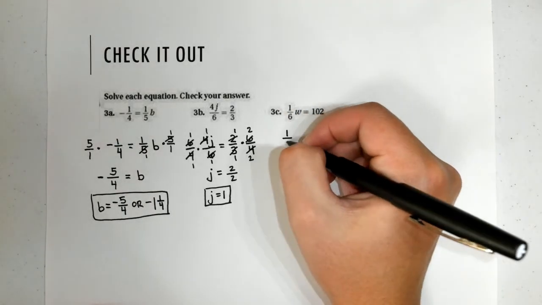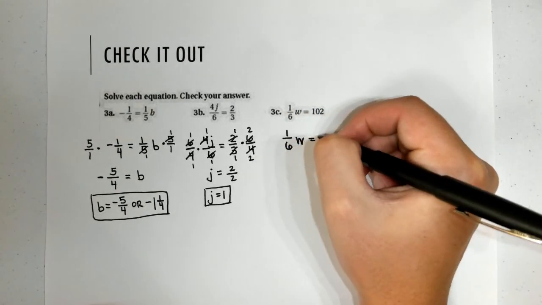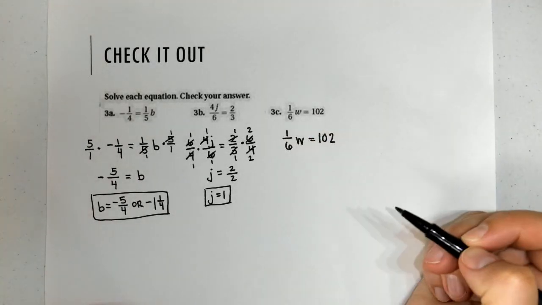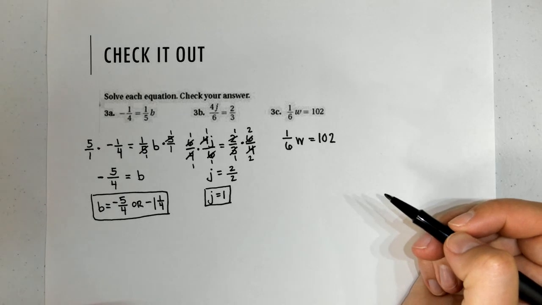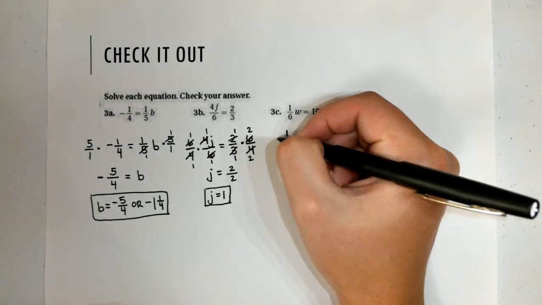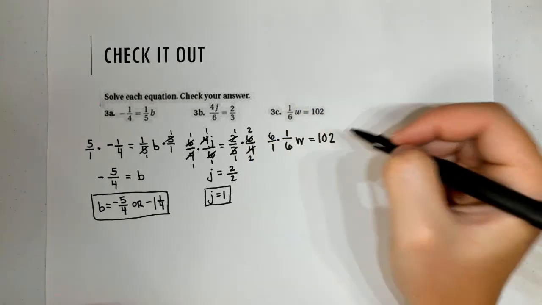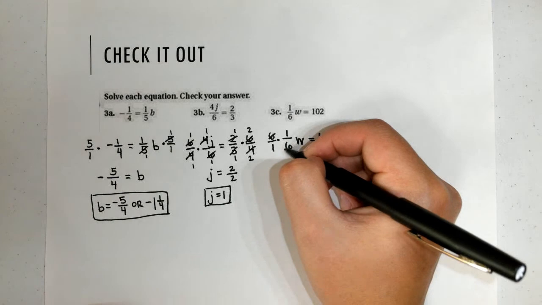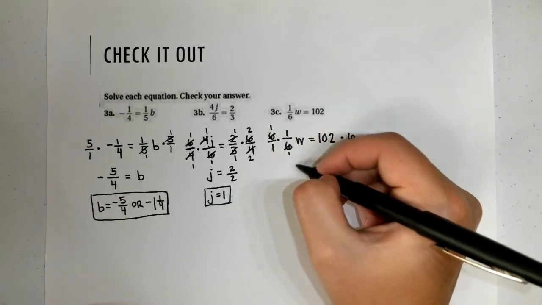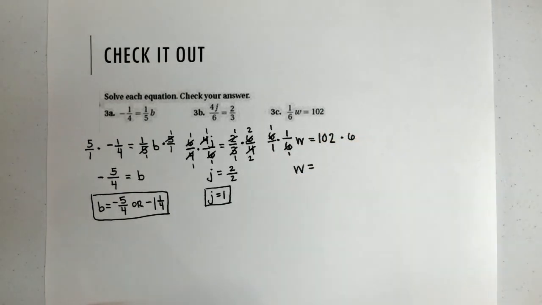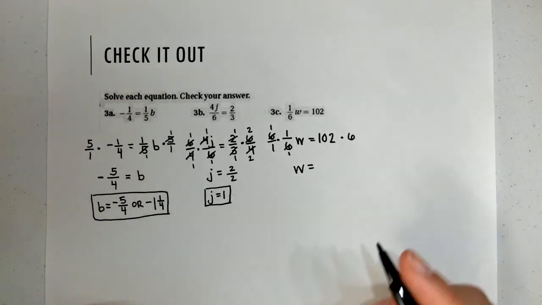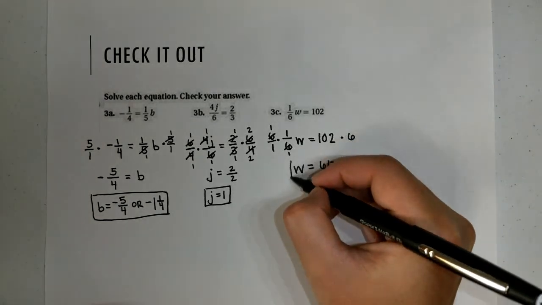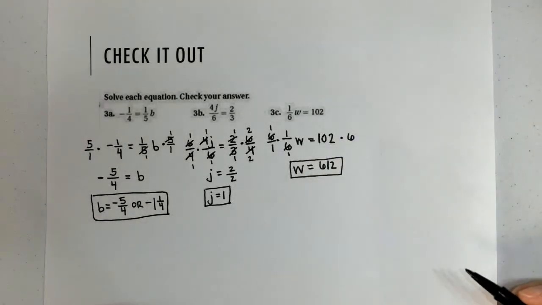And then for C, we have 1/6 W equals 102. 1/6 is in front of my variable term, so that's what I want to get rid of. So I'm going to multiply by the reciprocal, which is 6 over 1. And over here, I can just leave it as 6. Okay, 6 divided by 6 is 1, so those simplify to 1, 1W. And then I just have to do 102 times 6, and that gives me 612. So W equals 612.